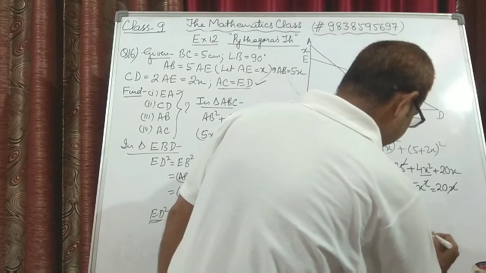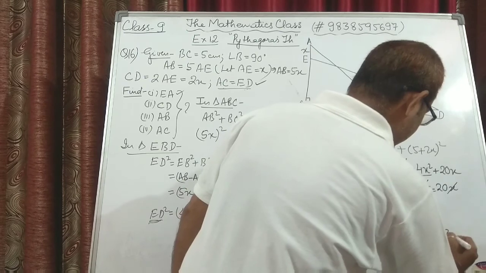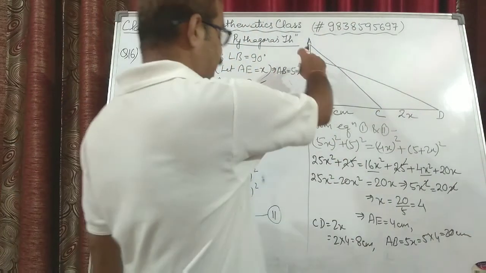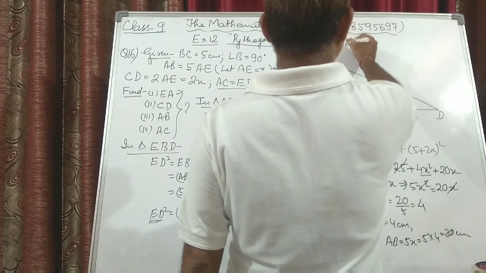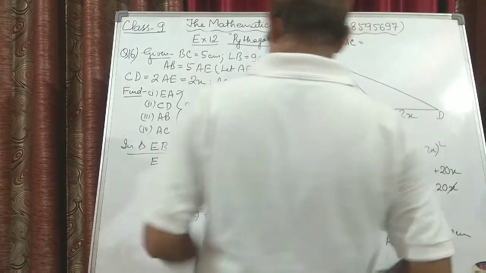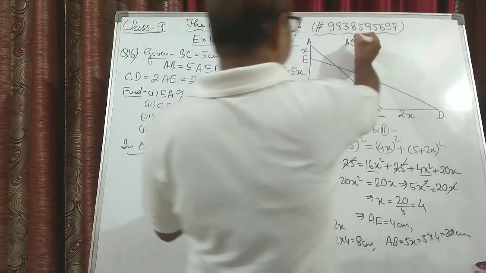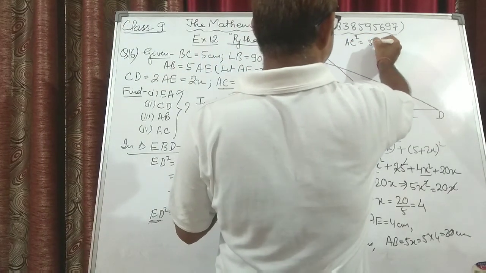It means 5 into 4, that is 20 centimeter. And the last one was AC. AC I am writing here. Now AC square is 5x square plus 5. So simply you can solve from here.